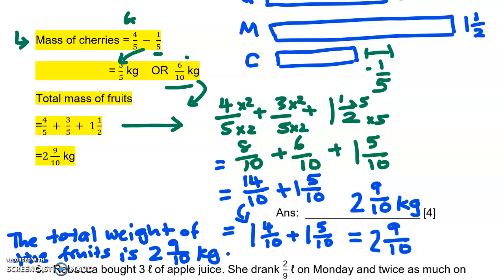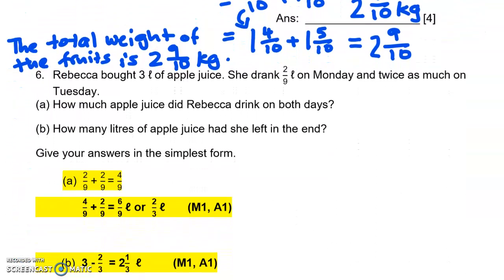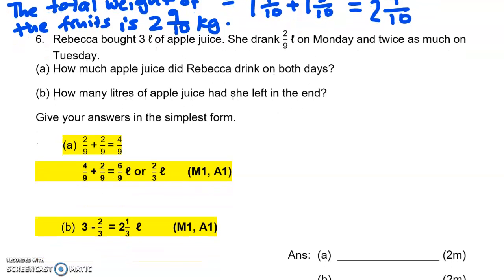Okay, so now we go to the last question. Question 6. Rebecca bought 3 liters of apple juice. She drank 2/9 liters on Monday and twice, means you have to times 2, as much on Tuesday. How much apple juice did Rebecca drink on both days? How many liters of apple juice had she left in the end?